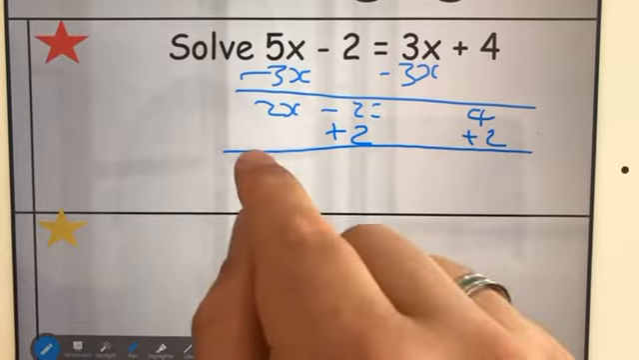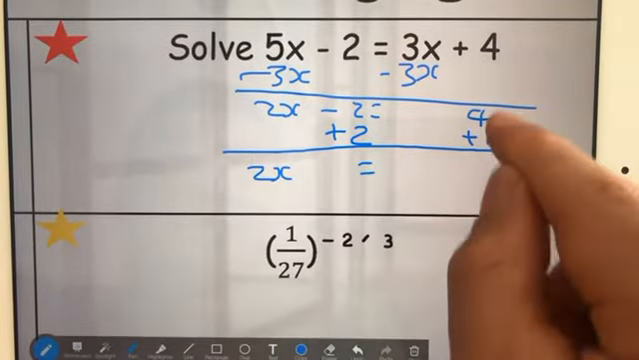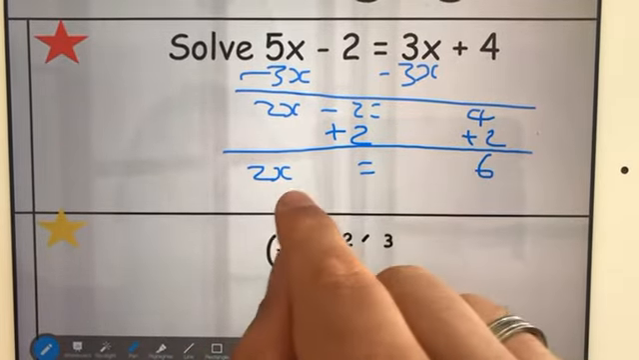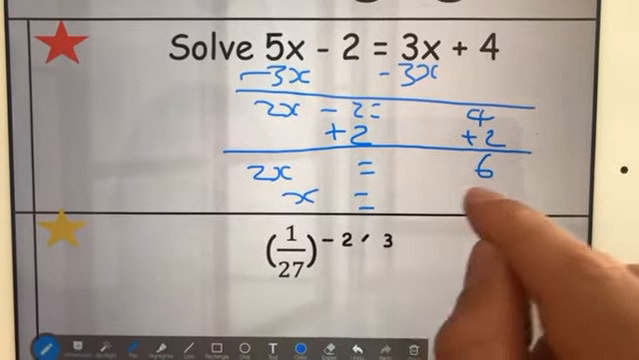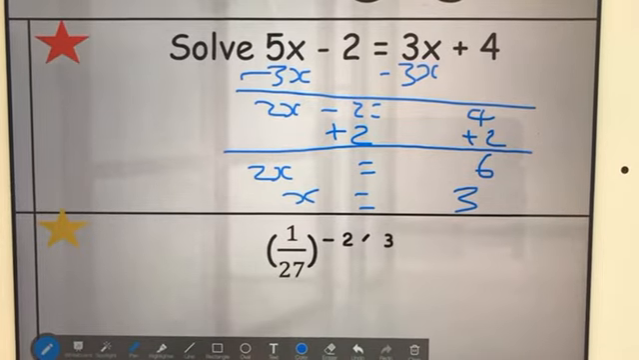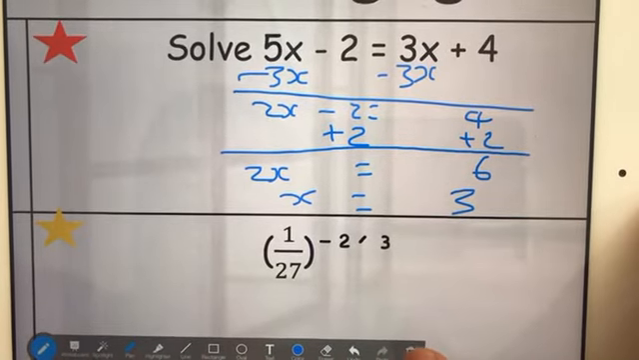You can see how simple it is now. 2x moves straight down. 4 plus 2 is 6. If 2x is 6, x would have to be 3. Okay, that's worth 1 point. Because it is higher tier, it is very difficult. Next one.